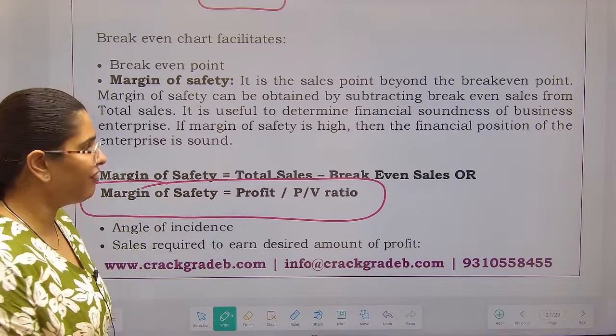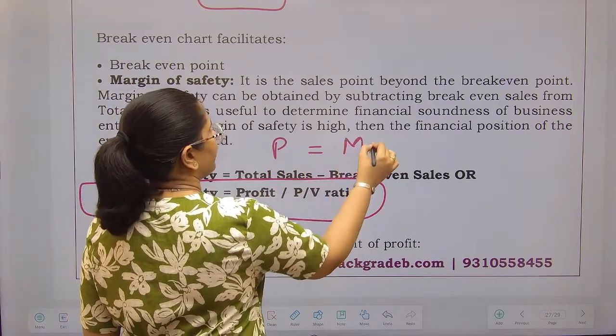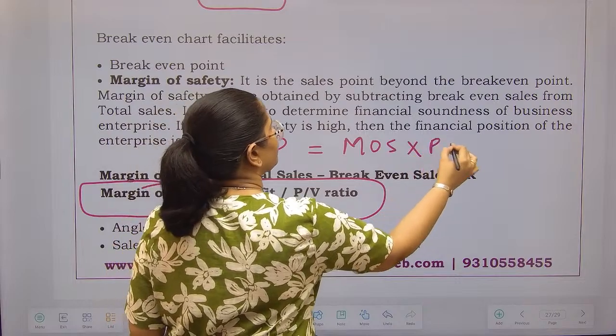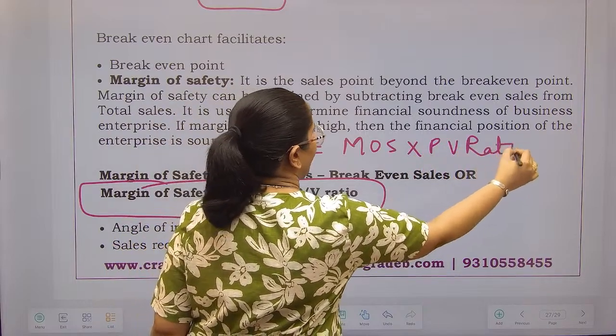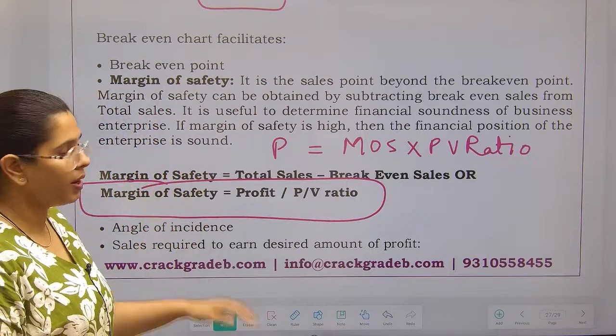तो अगर आपको प्रॉफिट फाइंड आउट करना है तो आप क्या कर सकते हैं? मार्जिन ऑफ सेफ्टी मल्टीप्लाइड बाय पीवी रेशियो. क्वेश्चन में आपको मार्जिन ऑफ सेफ्टी दिया हुआ है, मल्टीप्लाई इट विद द पीवी रेशियो एंड यू विल गेट योर प्रॉफिट.